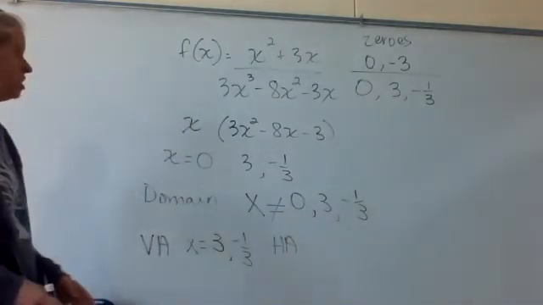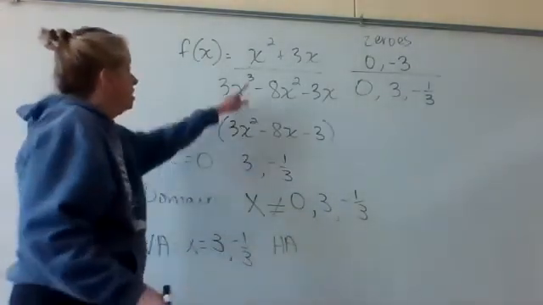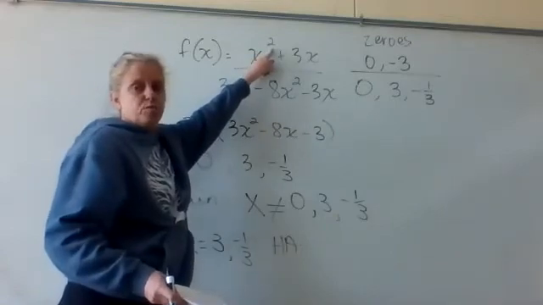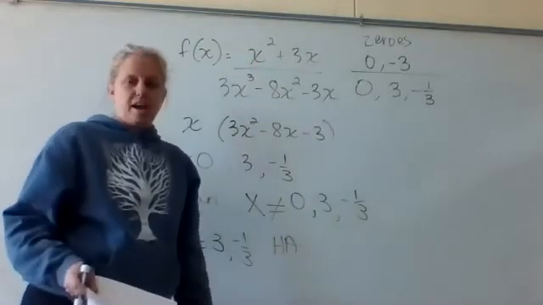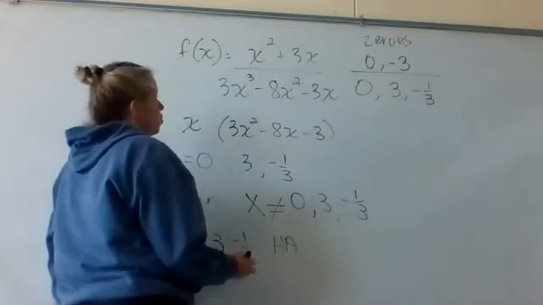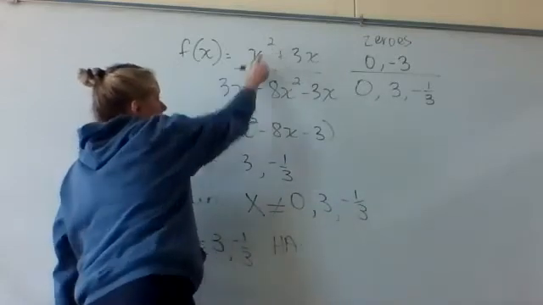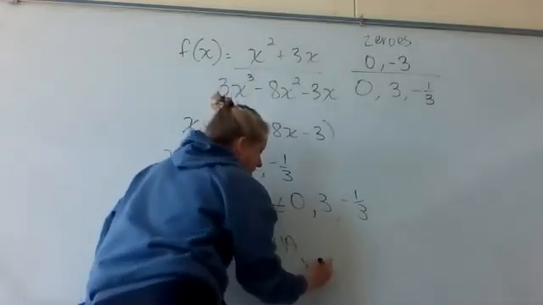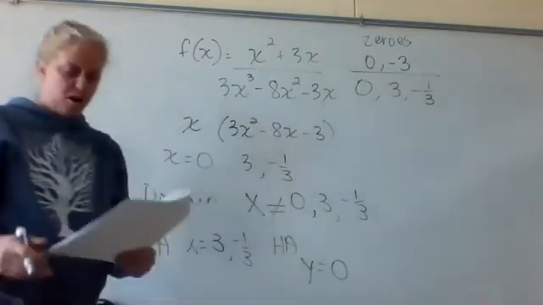Then the horizontal asymptote. So look at your degrees. The degree at the top is 2. The degree at the bottom is 3. Okay, which means your horizontal asymptote, when the degree at the top is less than the degree of the bottom, is automatically y equals 0.